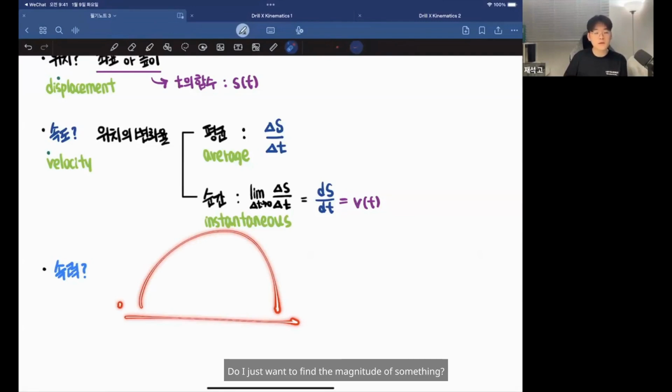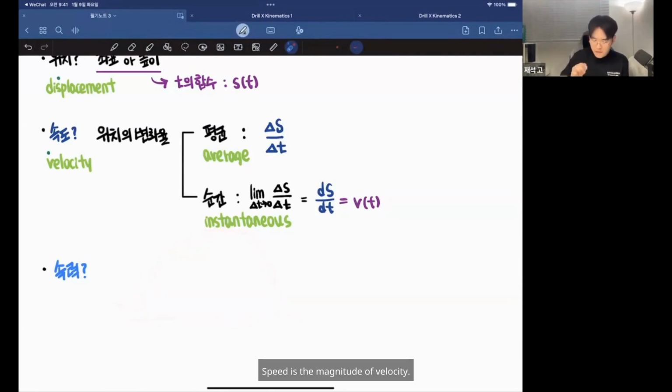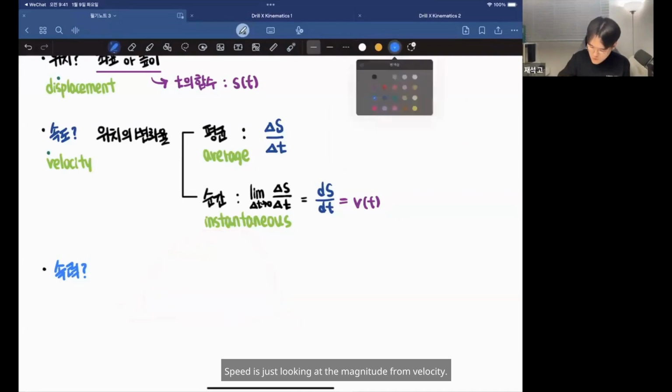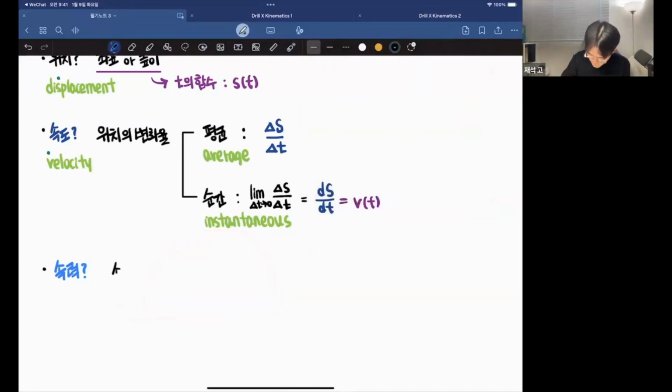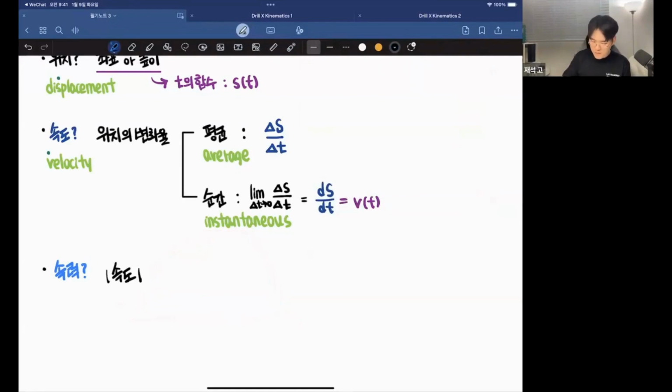Do I just want to find the magnitude of something? When we calculate that, we use the absolute value symbol, right? Speed is the magnitude of velocity. It's the absolute value of velocity. Speed is just looking at the magnitude of velocity. This is the definition of speed: if you put the absolute value on v(t), you get speed. Is everyone okay up to this point?